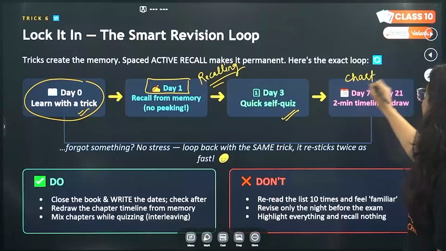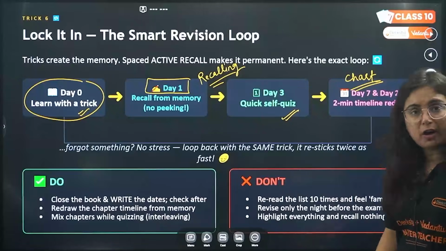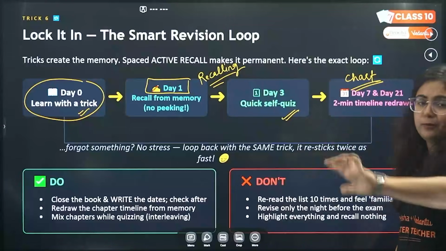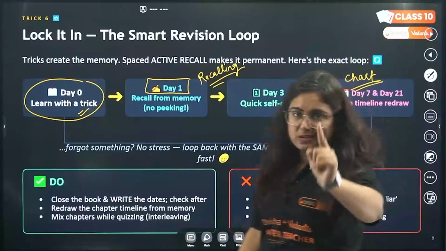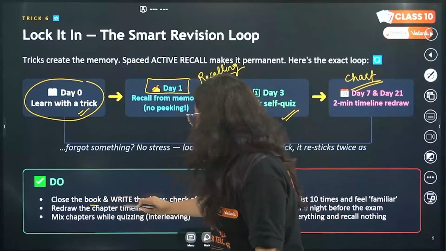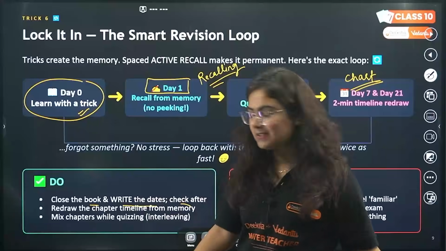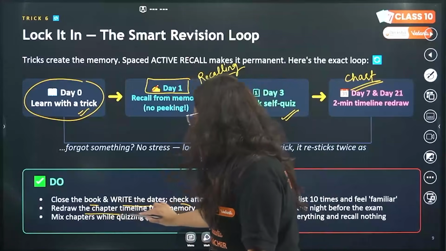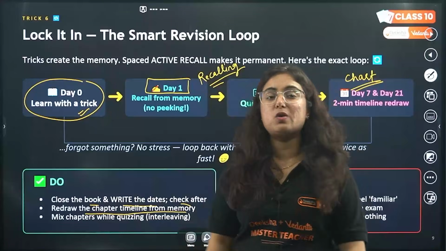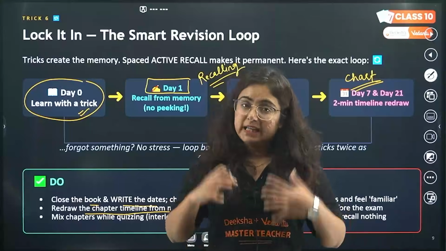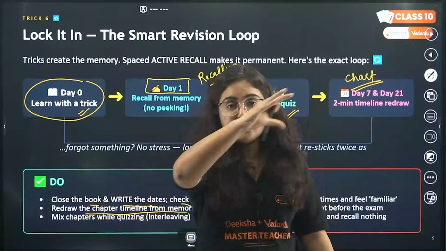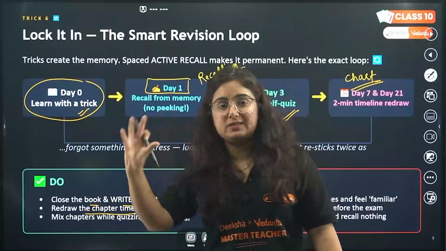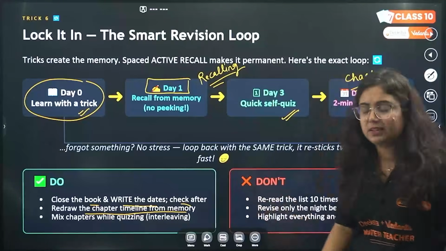chart of dates, so that you can redraw it, you can learn it from there, you can revise it from there. Certain do's and don'ts that you have to follow. Close the book and write the dates. Check yourself. Very good. Read out a chapter timeline from the memory. Once you are done with the chapter, beta, in history, close the chapter, take a pen, a paper, and draw that timeline of events. This happened, then this happened, then this happened.